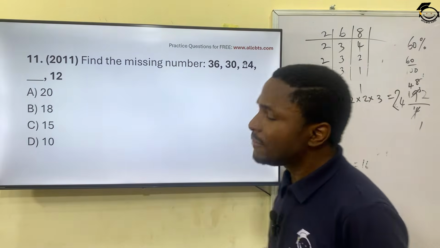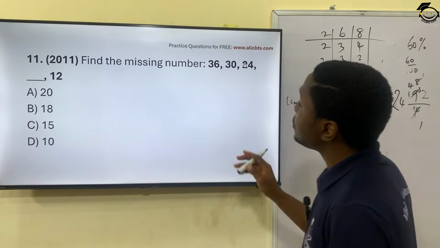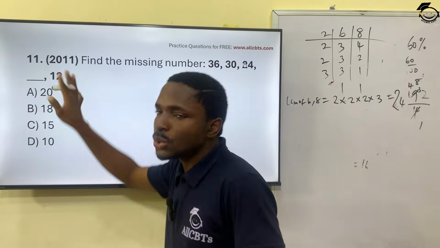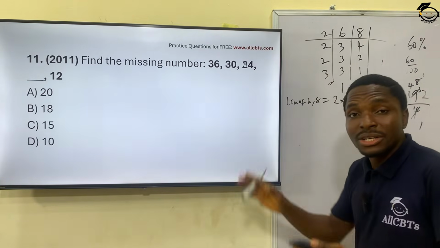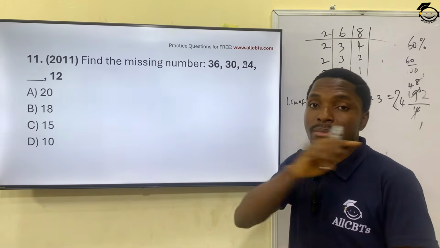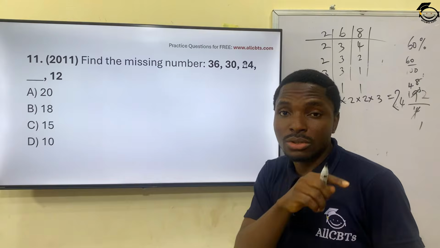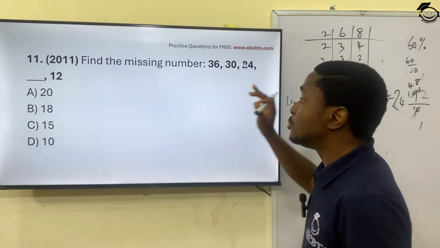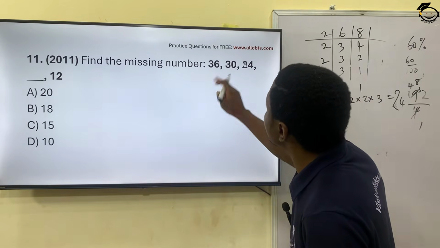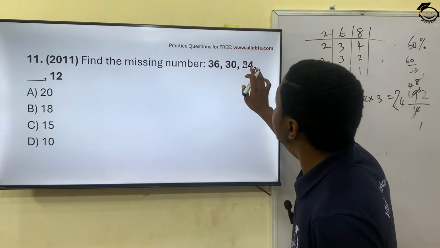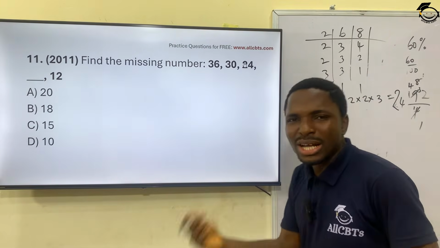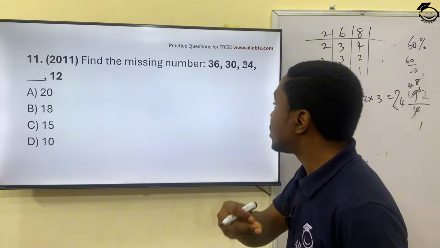You have, taken from 2011, it says find the missing number 36, 30, 24, 12. In fact, we have already solved this several times before, so I will not dwell on it again. You can make reference to it, I think in the 2nd or 3rd question. But simply, I'll just use the simplest method, which is to look at the first 2 numbers and also look at the next 2 numbers after the first 2 numbers. So then look at the pattern.